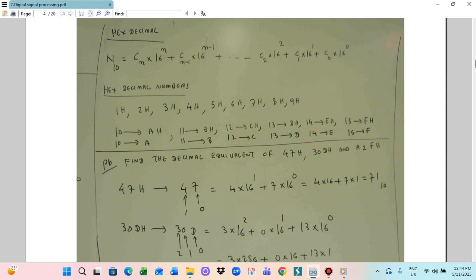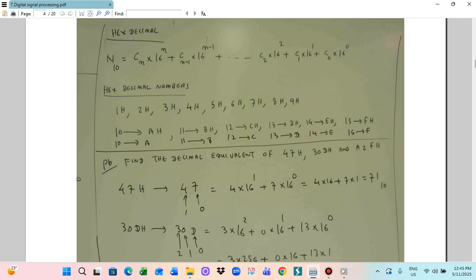So we have to find out the decimal equivalent of 47H. You don't need to worry about the H, because H only represents hexadecimal. So 47H is similar to 47. The H does not indicate any number. This is a hexadecimal number, so the digits are 4 and 7.